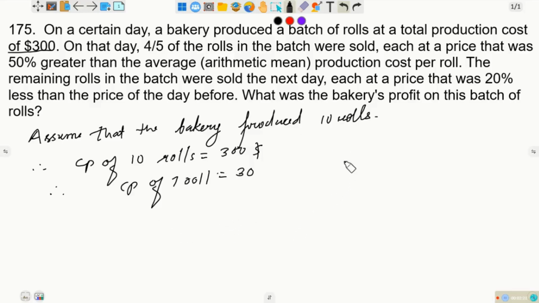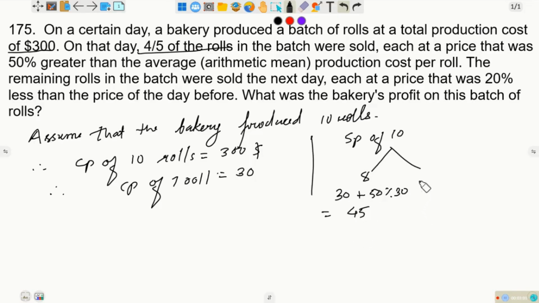Now let's go to the selling price. They have said that 4/5 of the rolls in the batch were sold at a different price and the remaining were sold at a different price. Therefore the selling price of 10 rolls goes this way. 8 rolls were sold 50% greater than the cost price. So that means 30 plus 50% of this. 50% of 30 is 15. So the selling price is 45 for each of the 8 rolls, and the remaining 2 rolls were sold 20% less than the price of the day before.